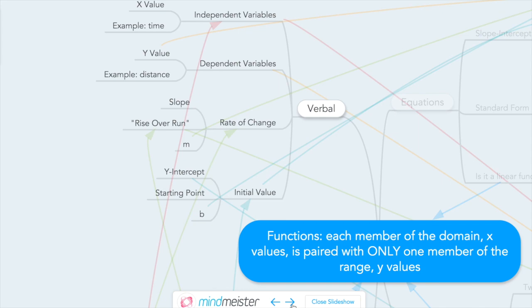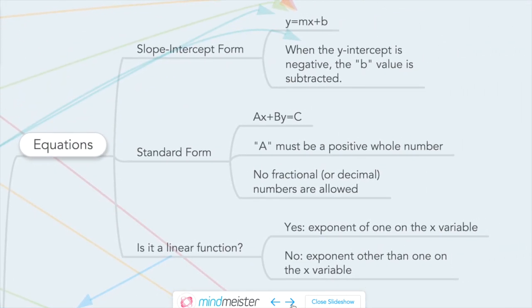Now, how do these show up in equations? The first type of equation we talked about was slope-intercept form, which is y equals mx plus b. The important thing about this is that when the y-intercept is negative, the b value is subtracted. And so it could be y equals negative mx minus b, or those positives and negatives change, but the template for that equation is the same.